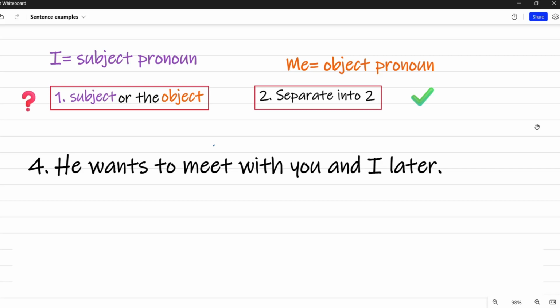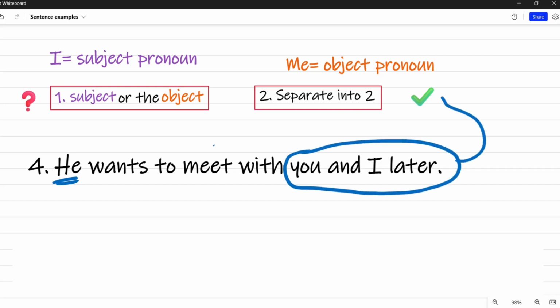Sentence number 4, "He wants to meet with you and I later." He is the subject. He is the one doing the wanting. So we have a compound object. So we should be using the object pronoun me. Okay? Let's see. So we know that this is wrong. Let's try our separation test.